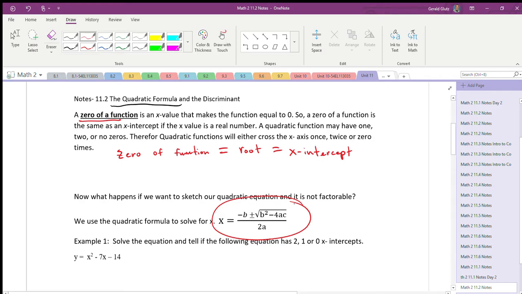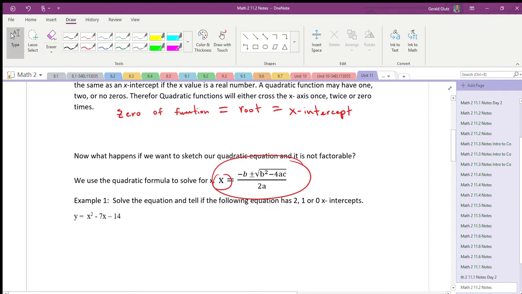So the quadratic formula is one thing that we can use to find the zero of a function, or the root, or the x-intercept. Which is why it has x equals, because we're finding the x value of the root. That is what we've been doing when we completed the square, or last unit when we were factoring. We've been finding the roots, finding the zeros, finding the x-intercepts, however you want to say it.